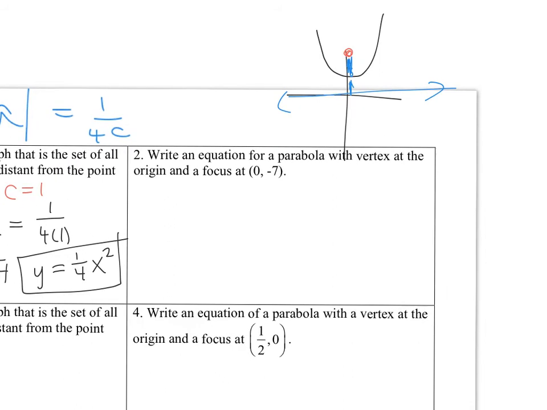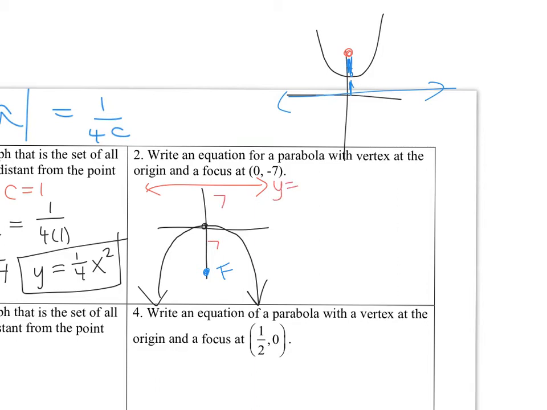2. Write an equation for a parabola with the vertex at the origin and the focus at (0, -7). So here's the focus. Remember that the vertex is at the origin. Remember that the focus is inside of the parabola, so this one has to open down. So my directrix is going to be up here at, if this distance is 7 and this distance has to be 7, y equals 7.